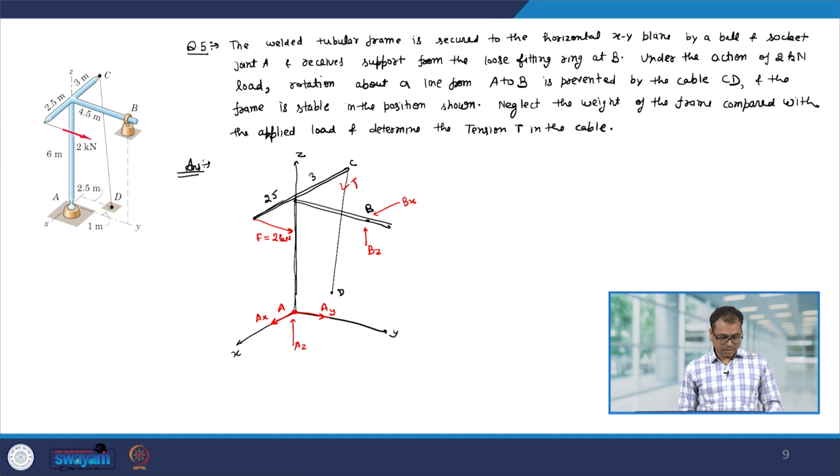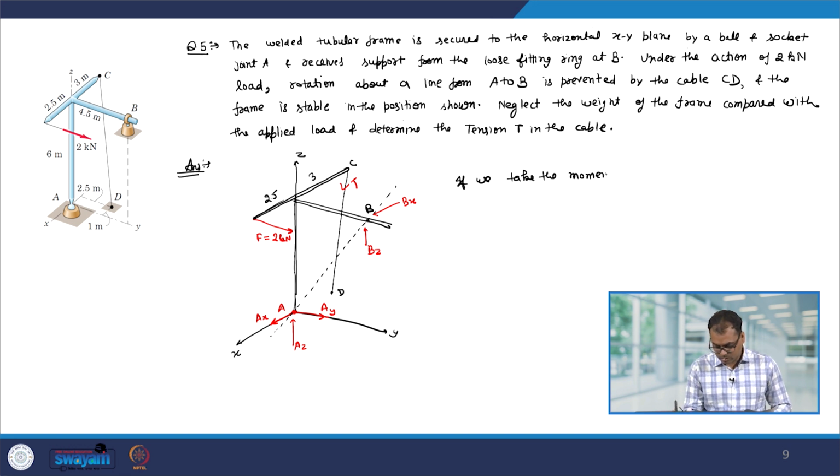Okay. So there are various unknowns over here. But if I take the moment about AB, then 5 unknown forces I can get rid of. So, for example, Ax, Ay, Az and Bx and Bz, these forces will be gone if I take the moment about AB. Okay? So, only the unknown force T I can find out. So, what I am saying is, if we take the moment about AB, then all unknown forces except T can be eliminated.